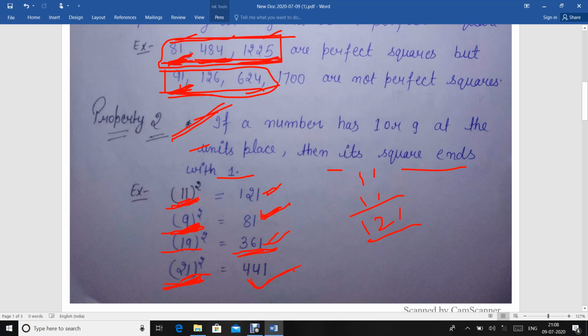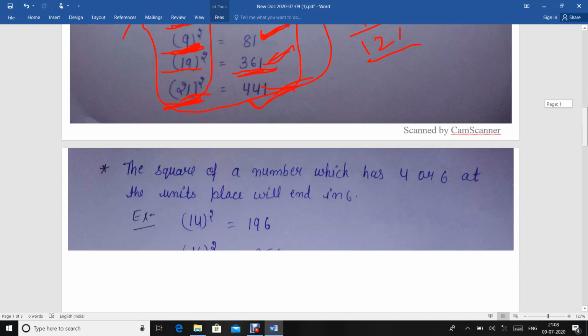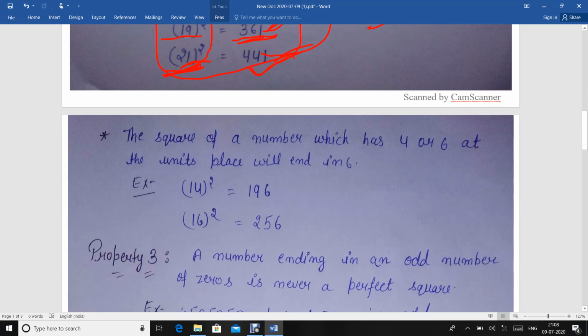So property number 2 is right: if a number has 1 or 9 at the unit place, then its square ends with 1, as you can see in the examples. You can take any other example, you will get the same. Let us move towards the next property, which says the square of a number which has 4 or 6 at the unit place will end in 6.